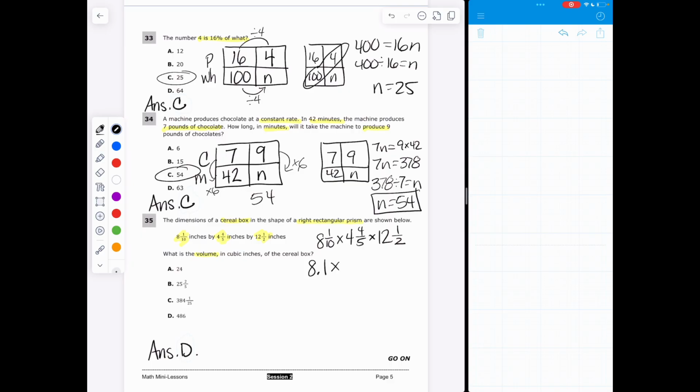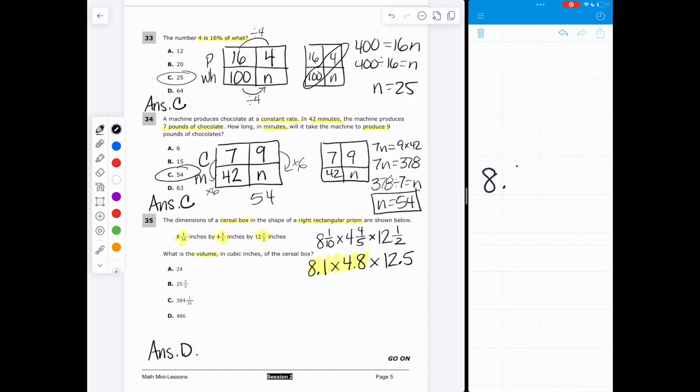My 4 and 4/5. And if you don't know what 4/5 is, you can just do 4 divided by 5 on your calculator. You get 0.8. And 12 and a half, we'll know that's 12.5. Now that I have this, I can use my calculator to multiply, but I want to be super careful by just doing 2 numbers at a time.